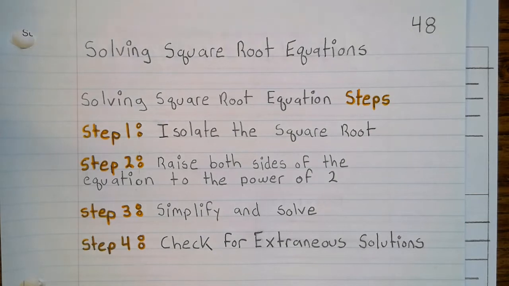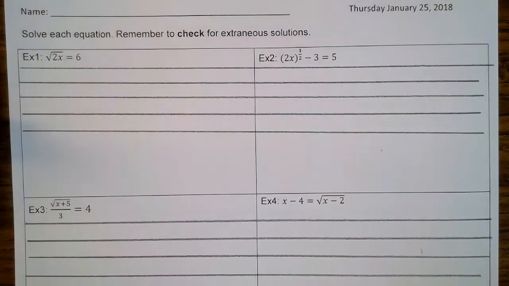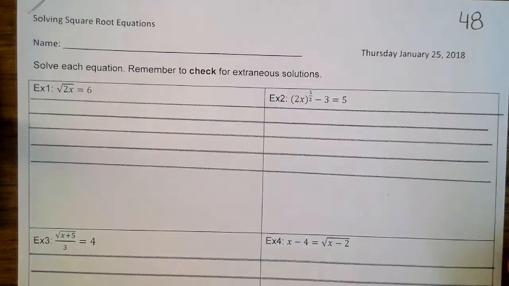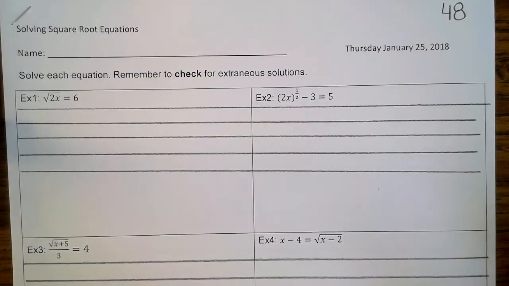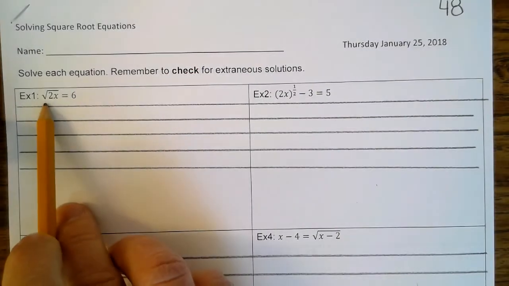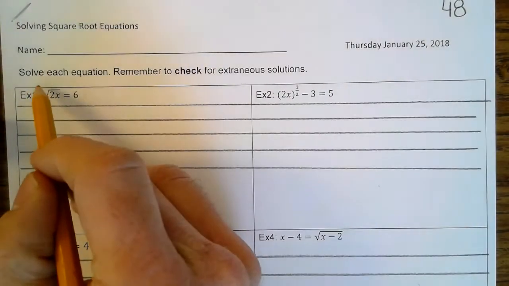All right, so if you would, finish up your notes. All right, now your notes are updated. Let's take a look at the examples. Example 1. All right, solve each equation. Remember to check for extraneous solutions. Example 1. So step 1, isolate the square root. The square root's isolated. So step 2, square both sides.